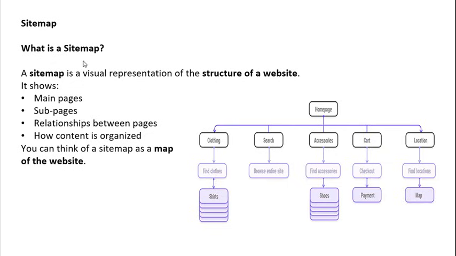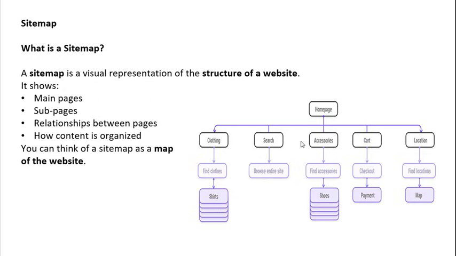Another topic is the sitemap. What is a sitemap? A sitemap is a visual representation of the structure of a website. It shows the main pages, subpages, the relationships between the pages and how they are connected and organized. You can think of a sitemap as a map of the website.